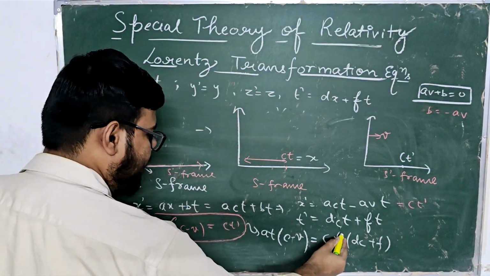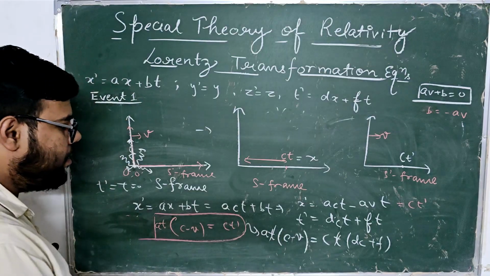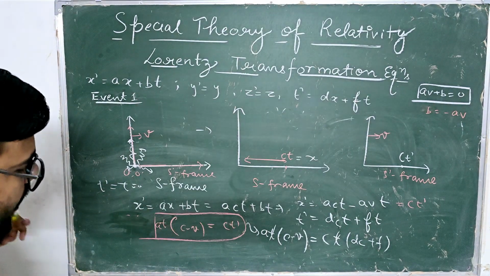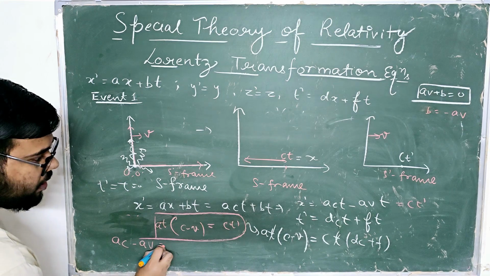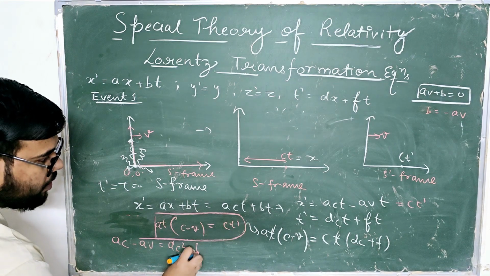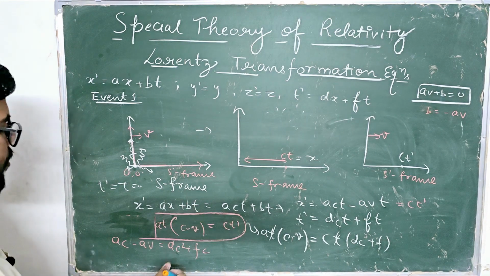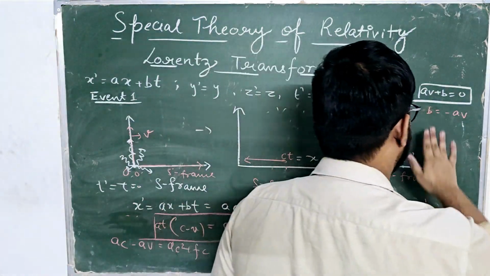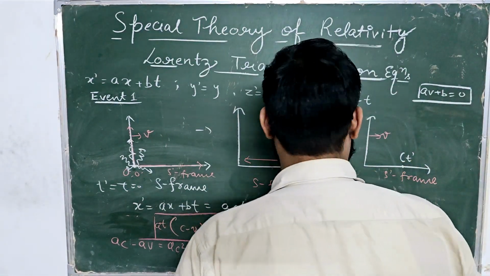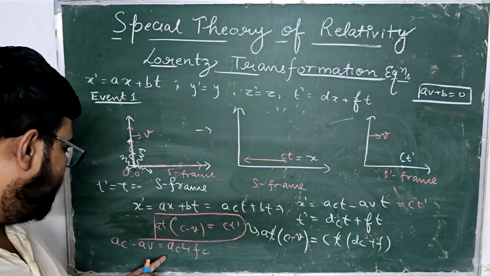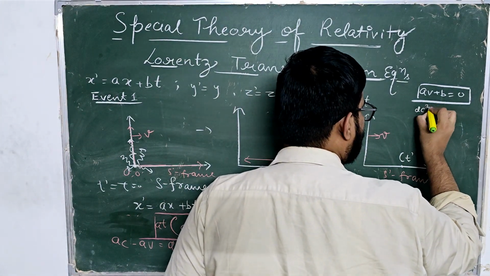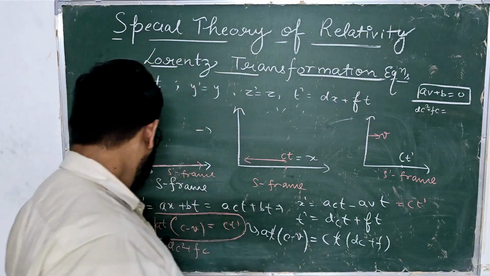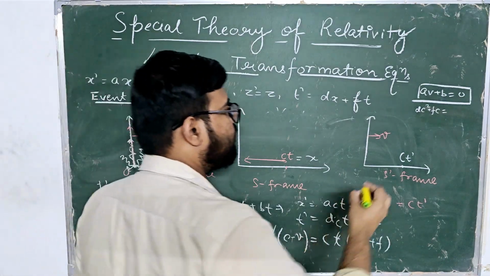So we get, T and T get cancelled. So we get the final equation as AC minus AV is equal to DC square plus FC, right? So now let me write this equation over there. So we have this equation: DC square plus FC is equal to AC minus AV. Okay.